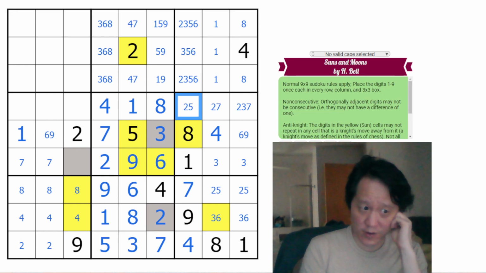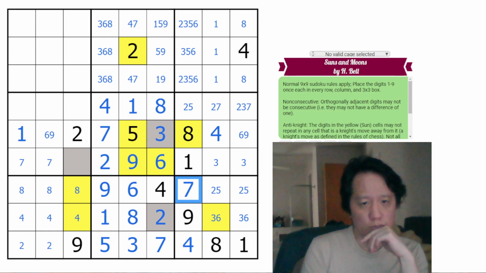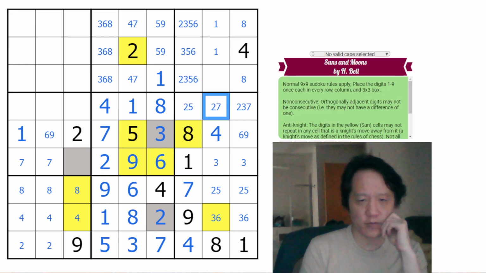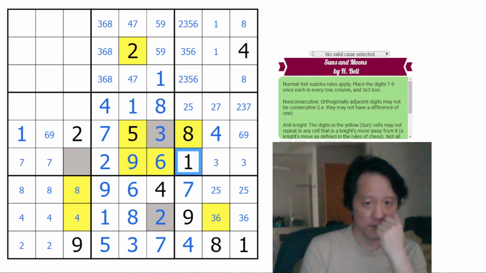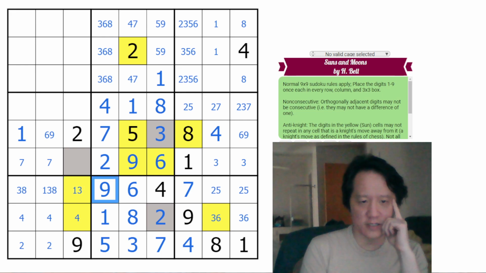This is 2 or 5. This cannot be 9, so this has to be the 1. This can't be 1. This can't be 1. Okay, so this is 1, 3, and 8. This can't be 8 because it's next to a 9. This is what? 2 and 6. This is 4, 5, 7.